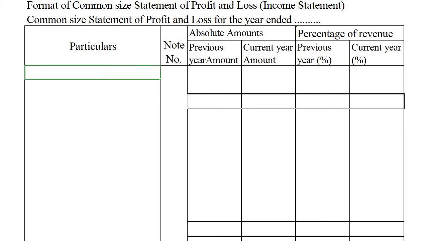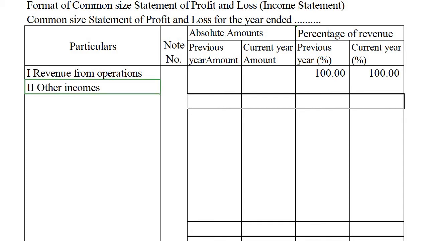The first item of the profit and loss account will be revenue from operations. This will be considered as 100 for the previous year and current year. After that, all other items, for example, the next item is other incomes. Other incomes will be written in both previous and current year, and that amount will be compared with the revenue from operations. Next, total income will be written.